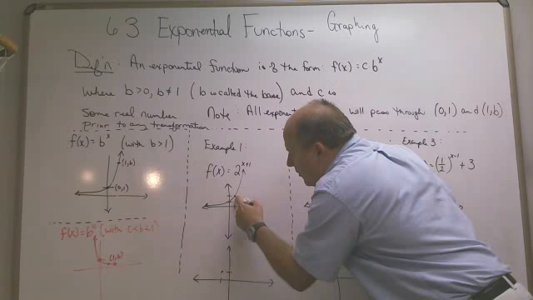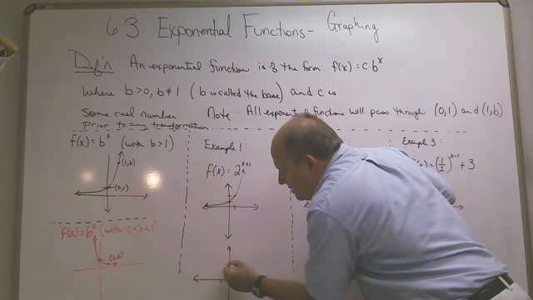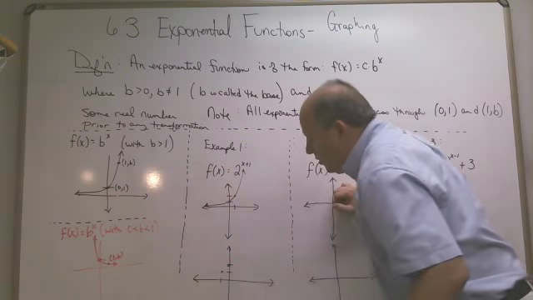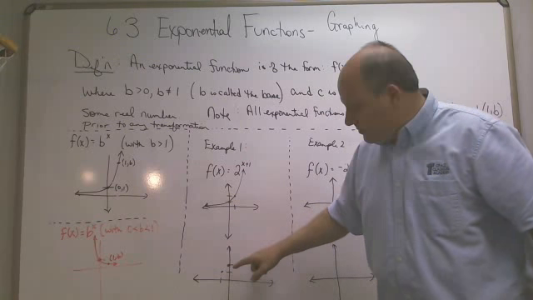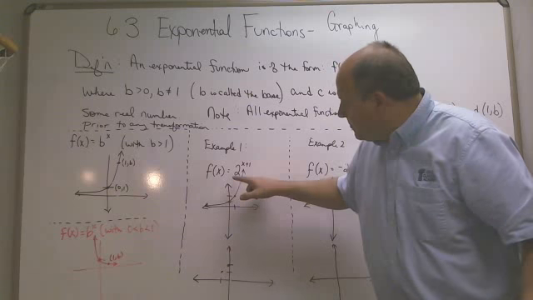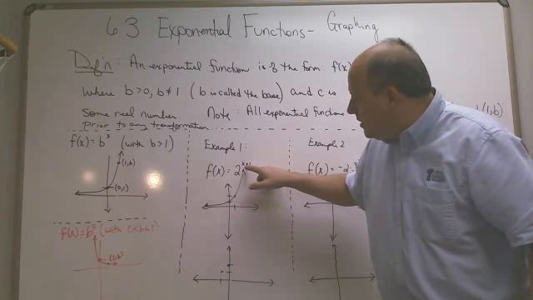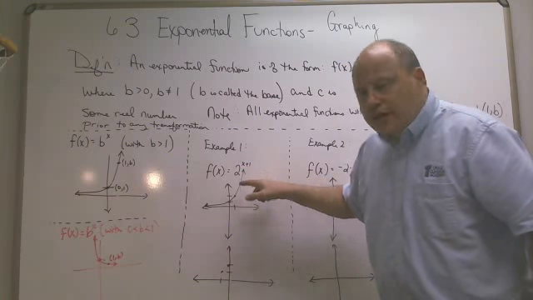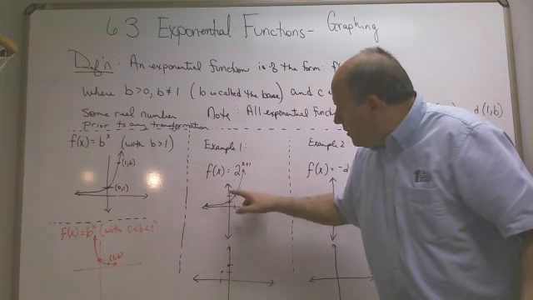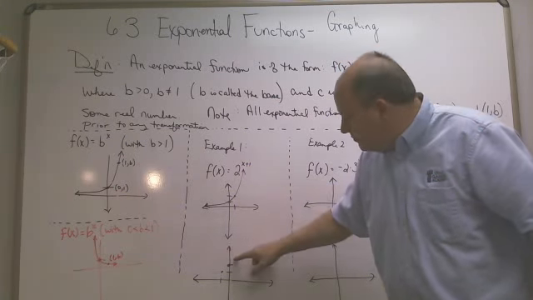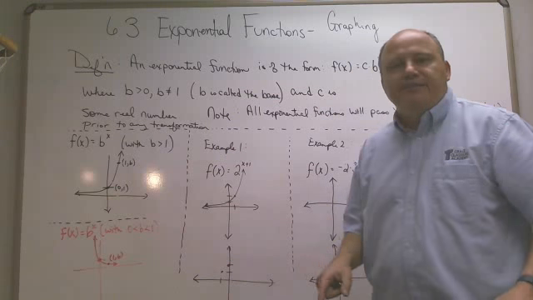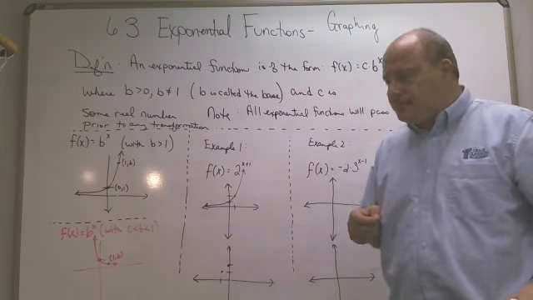And at 1, 2, if you move it 1 unit to the left, it's at 0, 2. Now you can get these same 2 points by just plugging numbers into the actual function. If you put in 0, 0 plus 1 is 1, 2 to the 1 is 2. If you put in negative 1, negative 1 plus 1 is 0, and 2 to the 0 is 1. So you could actually find this just by plotting a couple of points.